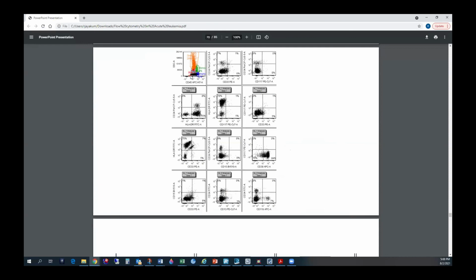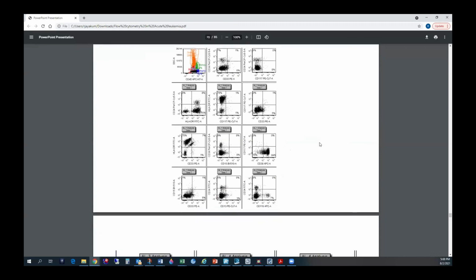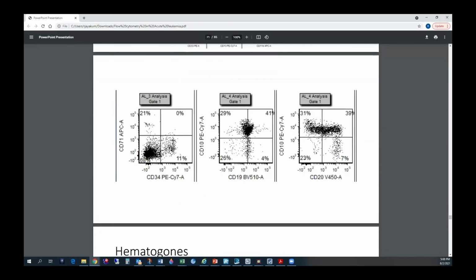Just wanted to show here, this is where hematogones will sit, the black population here, and they'll be in a spectrum and they will join the lymphocytes here. And when you see the CD10 versus CD20, you will see that waterfall or knee shaped pattern here.